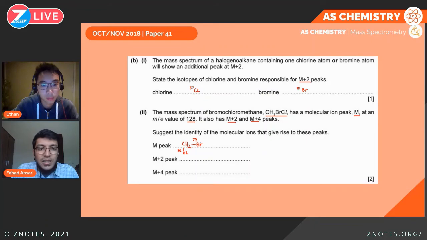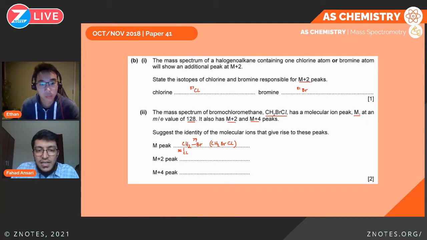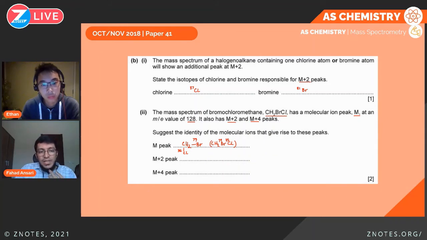I've shown the carbon chlorine and carbon bromine bonds, but I could also write this as CH2BrCl, right? But I have to write the mass numbers of the two isotopes in the superscript on the left of the symbol. So for bromine, it's going to be 79 over here. For chlorine, it's going to be 35, right? This is for the M peak. For the M plus 2 peak, I'm going to get to this later. M plus 4 is going to be the two heavier isotopes. So this is going to be CH2BrCl, where Br is 81 and Cl is 37, the two heavier isotopes, right?